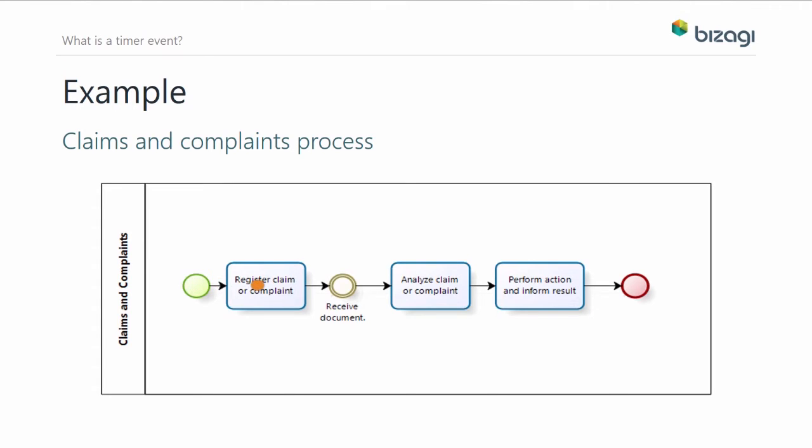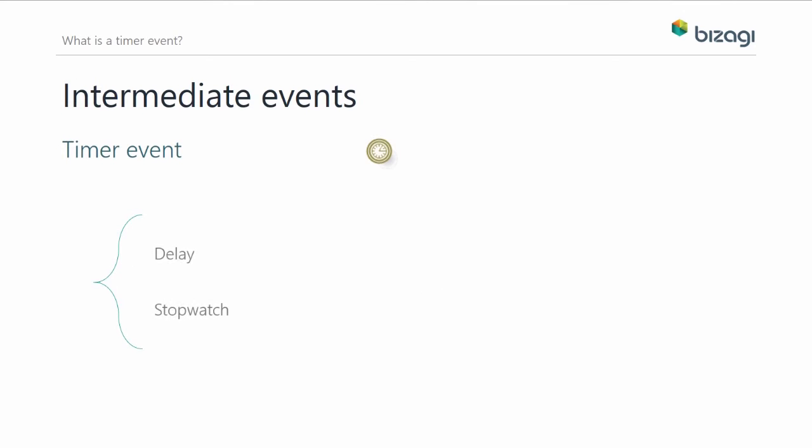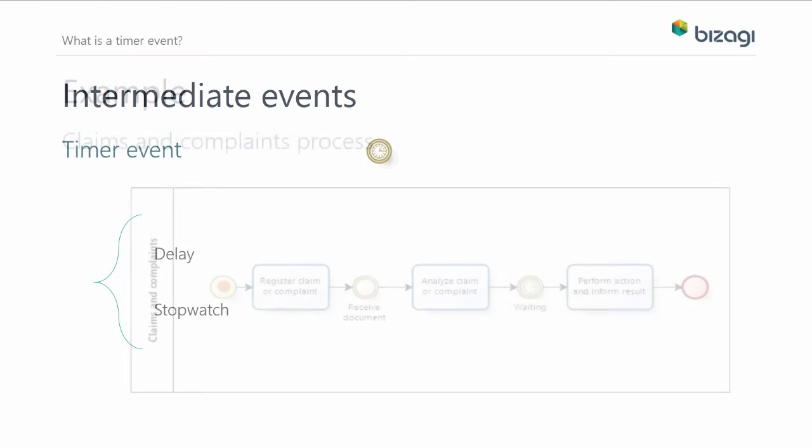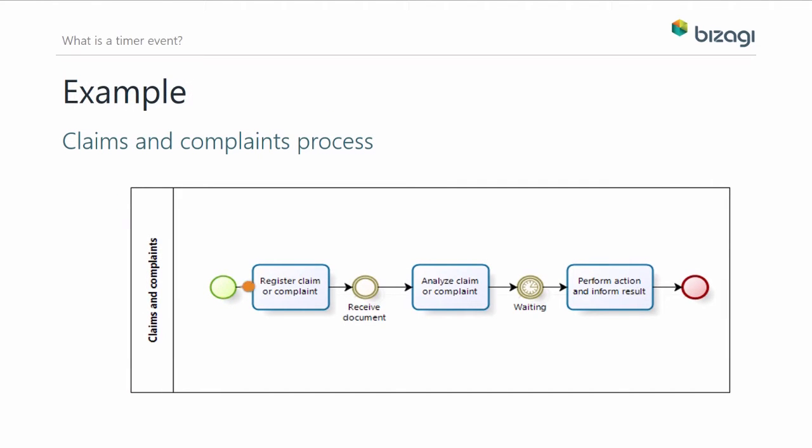In this model, the actions are performed immediately after the analysis, and therefore the business logic is not completely captured. Another event in BPMN is the Timer Intermediate event. This event represents a delay in sequence flows. In this case, after analyzing a claim or complaint, the action will be executed after a certain time. This time is modeled with a Timer Intermediate event.